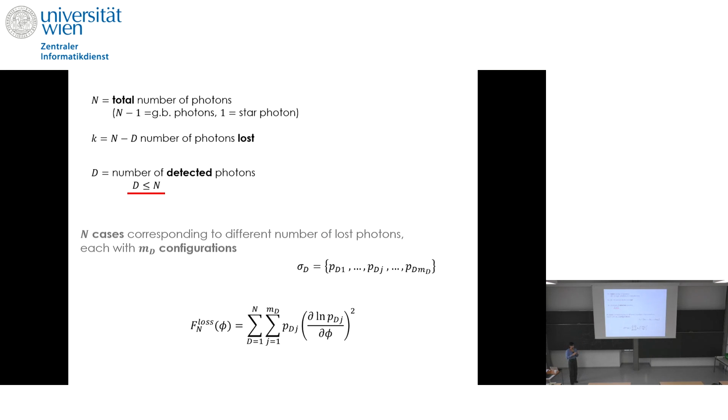So you have n different scenarios. You can lose 1 photon, you can lose 2 photons, and so on. Each of them will come with different configurations in which the photons can be distributed across the detectors. So the Fisher information is a little bit more complicated now, and the sum has to run over all the possible configurations for the possible cases.